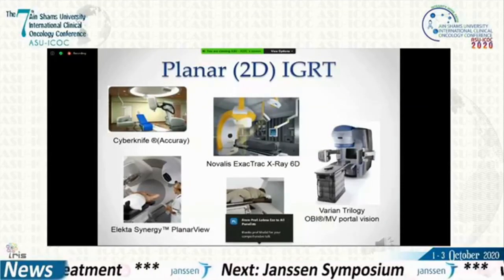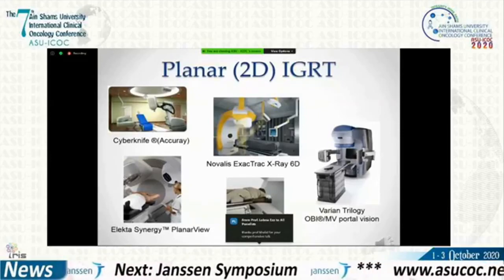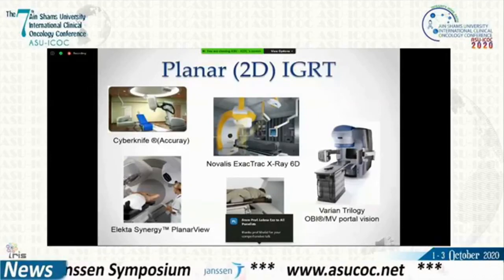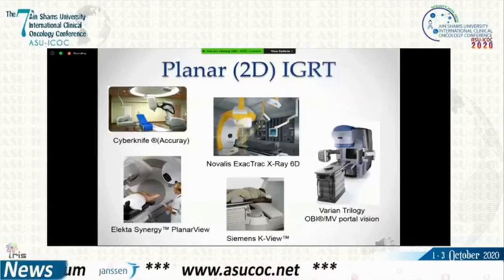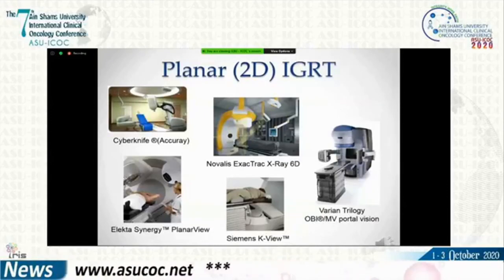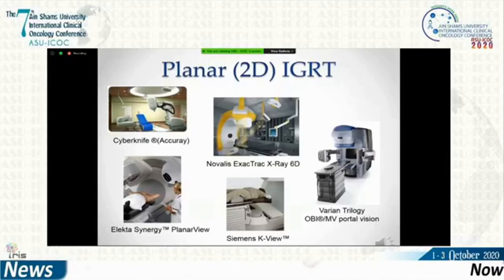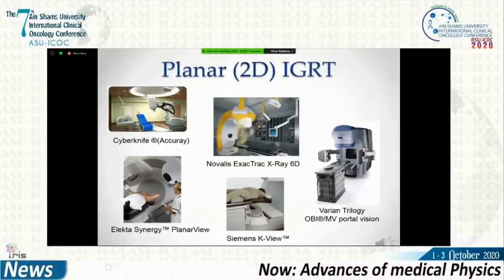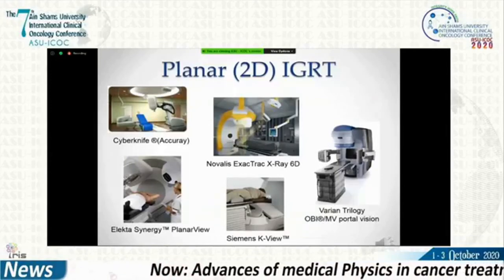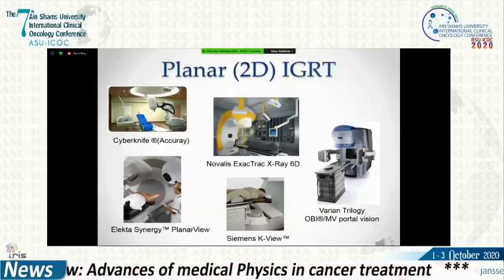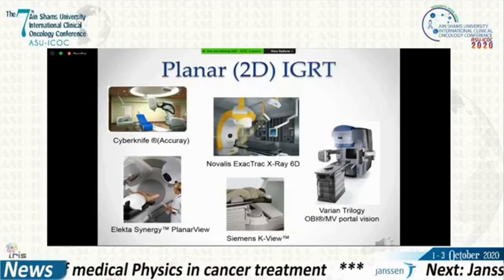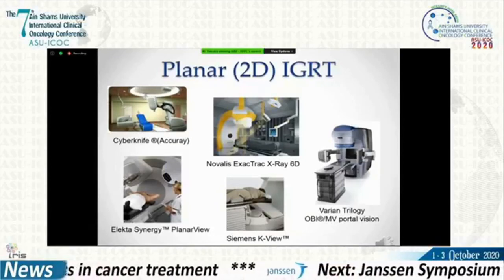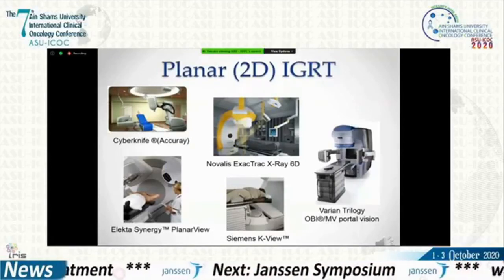Others with a planner 4D. This is a 2D IGRT, maybe using CyberKnife, Accuray, Elekta Synergy, or Elekta Versa HD, Novalis, Siemens, that was used before, Varian radiology, and now it is in the same model of machines, maybe in advanced machines like Varian Trilogy, TrueBeam, iX.